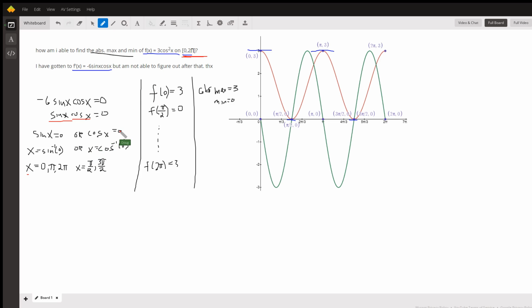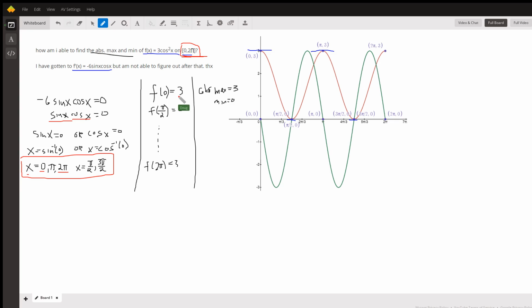And when does the cosine of x equal 0? When x is pi over 2 or 3 pi over 2. So there are the test points, and those include the endpoints, 0 and 2 pi. And we want to plug every one of these numbers into the original function to determine where the absolute max and min occur on this closed interval from 0 to 2 pi.